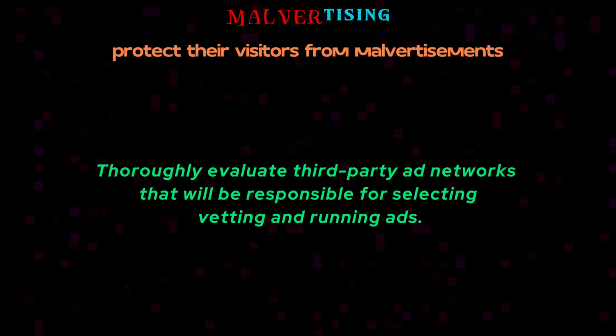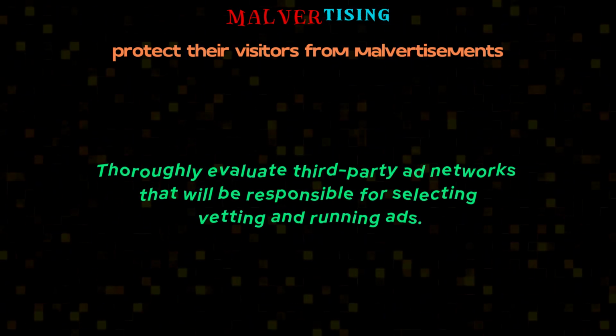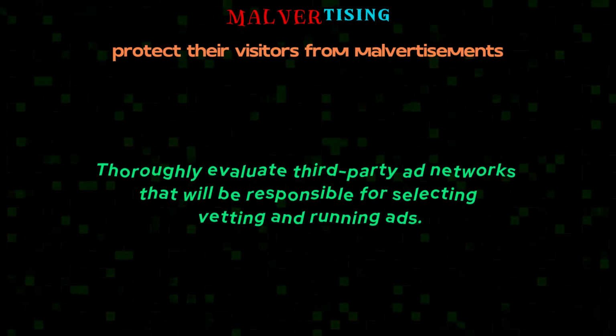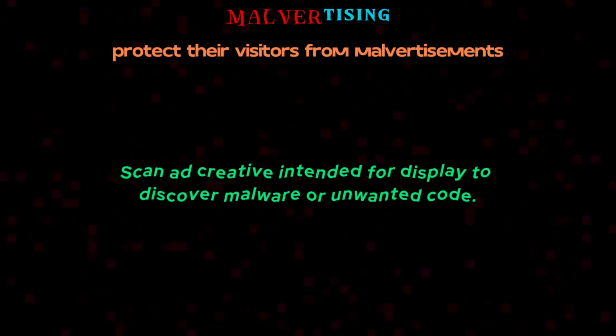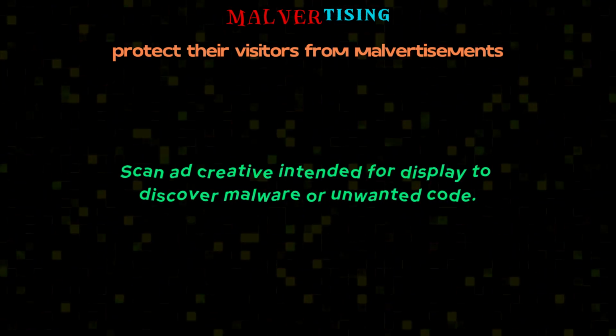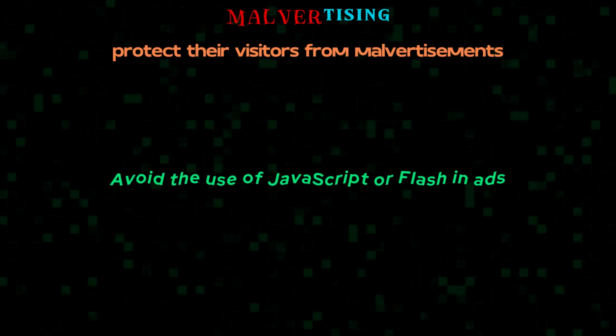Publishers have a responsibility to protect their visitors from malvertisements. Steps they can take include: thoroughly evaluate third-party ad networks that will be responsible for selecting, vetting, and running ads. Scan ad creative intended for display to discover malware or unwanted code. Avoid the use of JavaScript or Flash in ads.